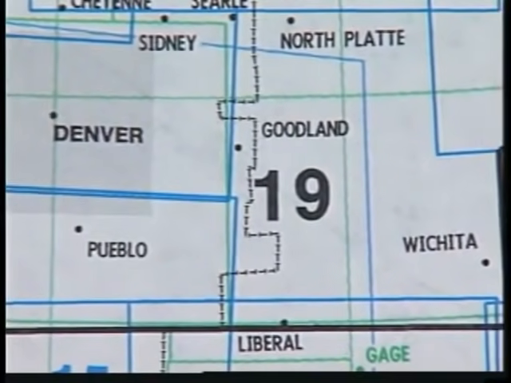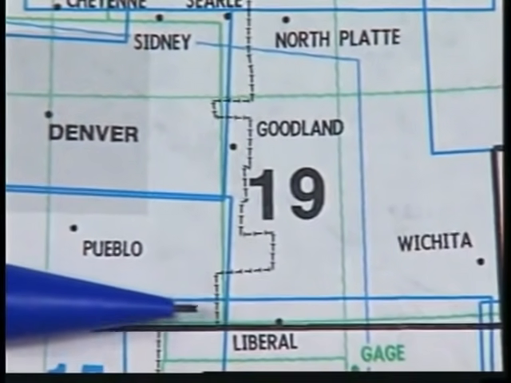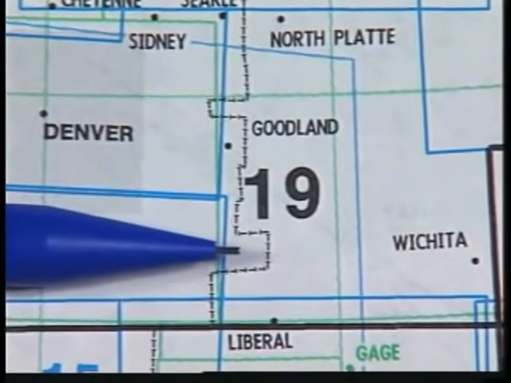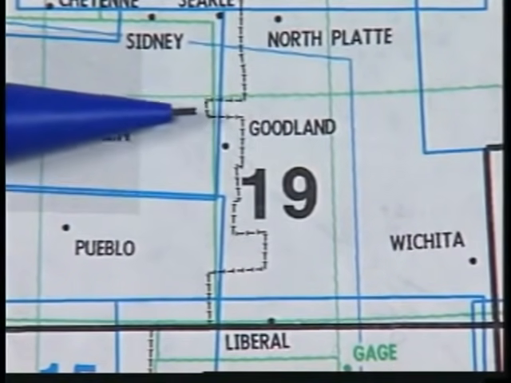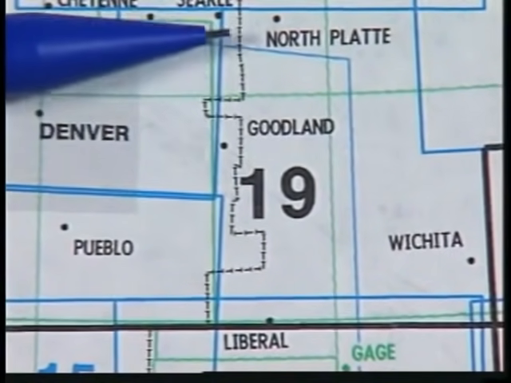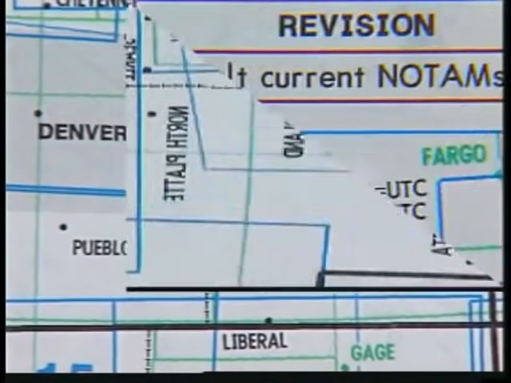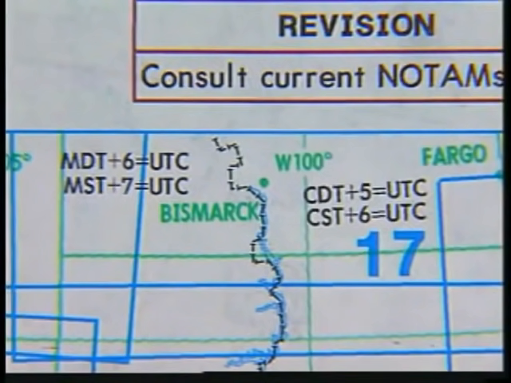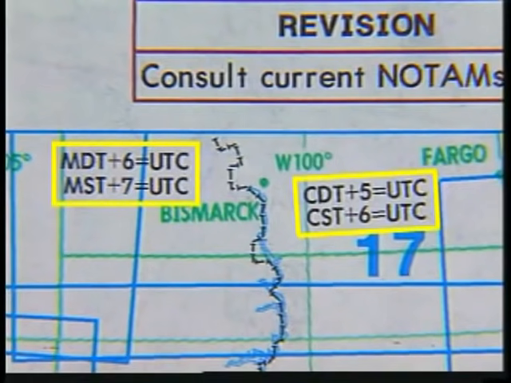Time zone boundaries are identified by a series of T's on the chart index. This example shows the division between the mountain and central time zones. The front panel also provides the formulas for converting daylight and standard time to universal coordinated time. Here you can see the conversion formulas for both mountain and central times.